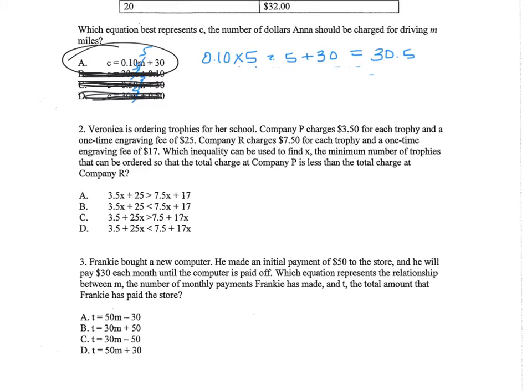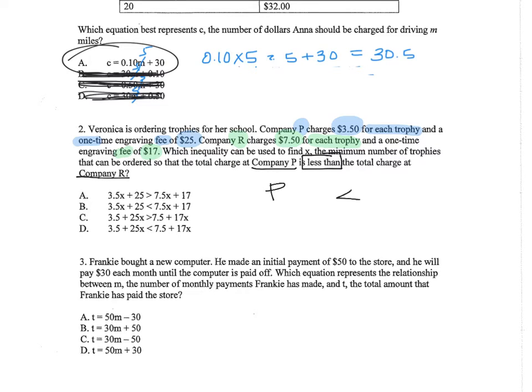Looking at number 2, Veronica is ordering trophies for her school. Company P charges $3.50 for each trophy and a one-time engraving fee of $25. And then Company R charges $7.50 for each trophy and a one-time fee of $17. Which inequality can be used to find X, the minimum number of trophies that can be ordered so that the total charge at Company P is less than R? So I'm going to write that down.